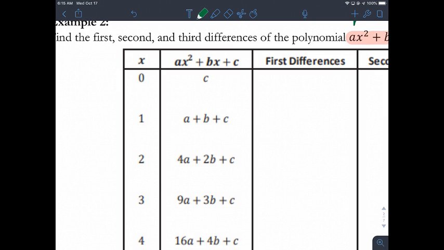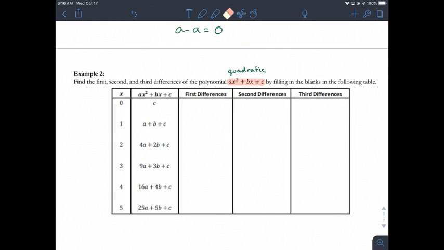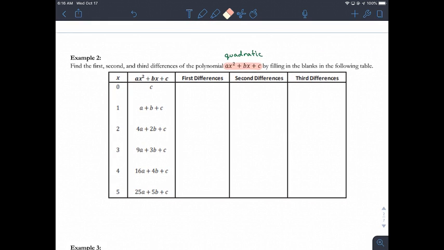Same idea for 2. I can plug 2 into my x's, and we end up with a times 2 squared. 2 squared is 4. B times 2, and then c all by itself again. And you're seeing how we're getting the output values. All right. So our job is to find the first, second, and third differences of the polynomial by filling in the blanks in the following table. So, again, we can subtract. And I'm going to subtract using the method I showed you in example number 1.